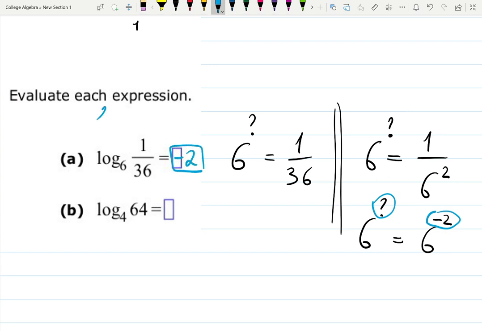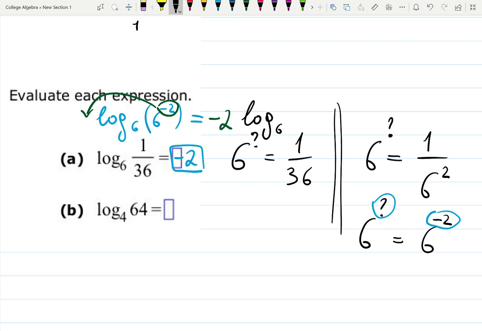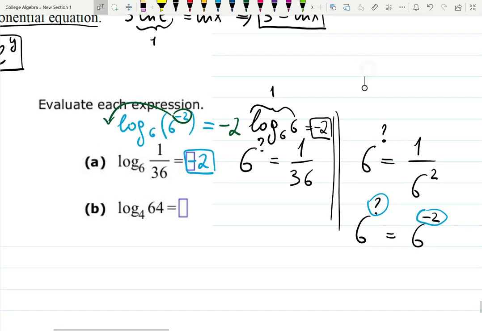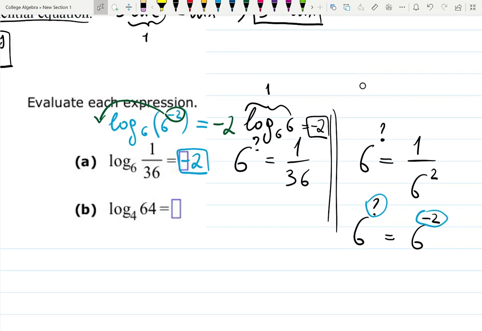You also could just rewrite it in the first place. Log base 6 of 6 to the negative 2, because that's what 1 over 36 is. You take this negative 2 and put it in front of the log. It becomes negative 2 times log base 6 of 6, but that's 1. So the answer is negative 2, which is the same thing. So two ways of seeing it: using properties of logarithms, or asking yourself a question. What power gave me whatever is inside of the logarithm?